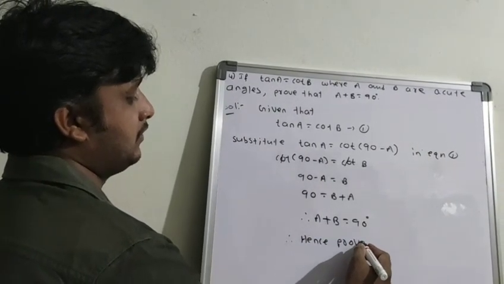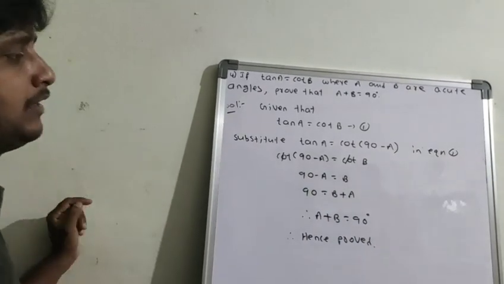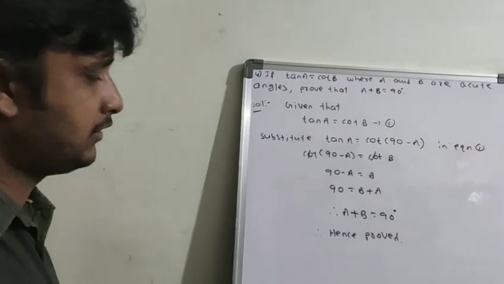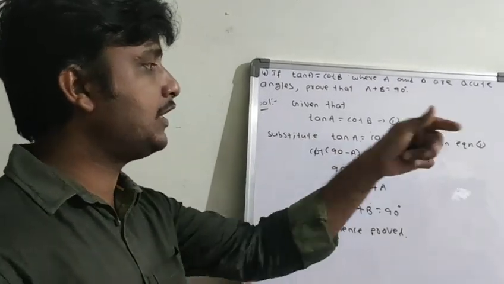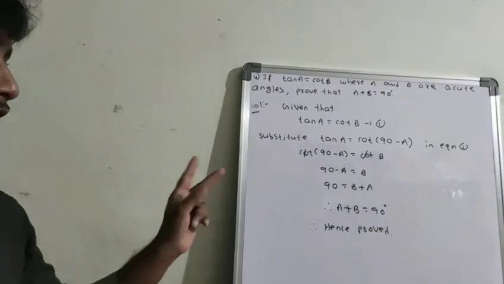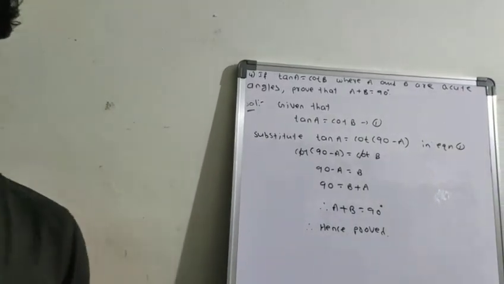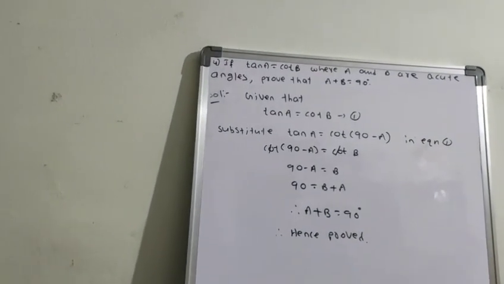Simply, this question is also like the previous question. I am substituting tan A equal to cot 90 minus A, so that cot gets cancelled and 90 minus A equals B. Separate the variables, then you will get A plus B equal to 90 degrees.